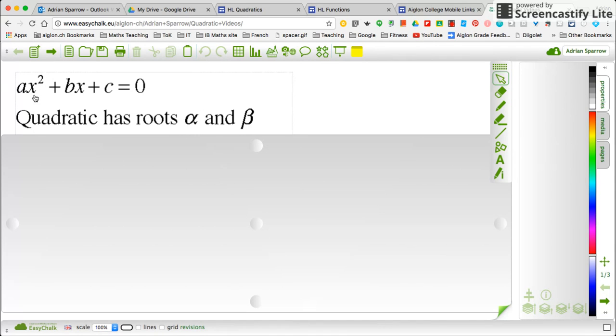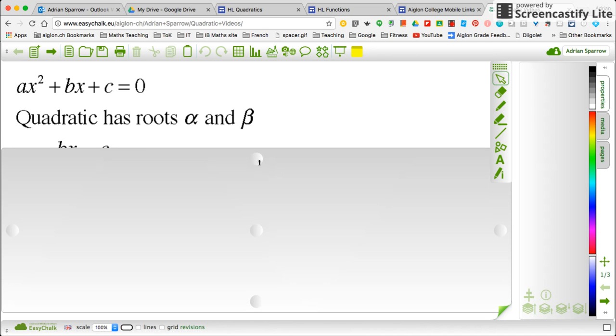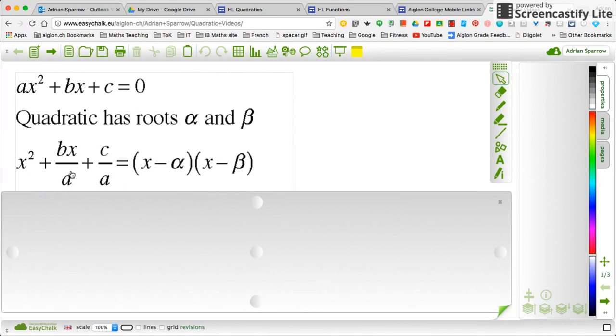So because of that, what I'm going to do is divide all of this equation through by a, which is fine. And that's still the same as that. And here are the roots, x minus alpha, one of the roots, and x minus beta for the other root. Let's expand this bracket.